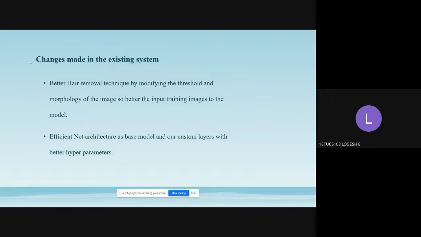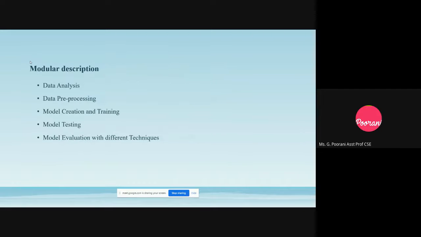Changes made in the existing system. First, from the dataset, we are removing the hair from the images of the cancerous and non-cancerous patients, so it gives better input training images to the model, ma'am. Next slide, pa. You still have to clearly mention the changes made in the existing system. Okay, ma'am.